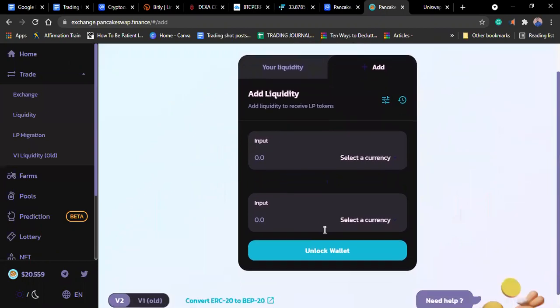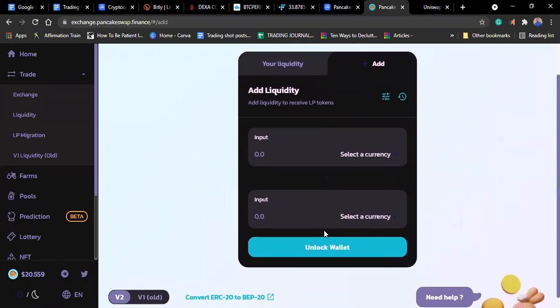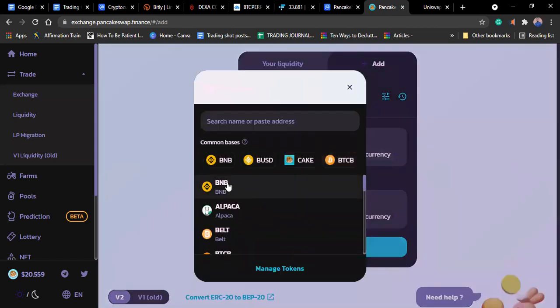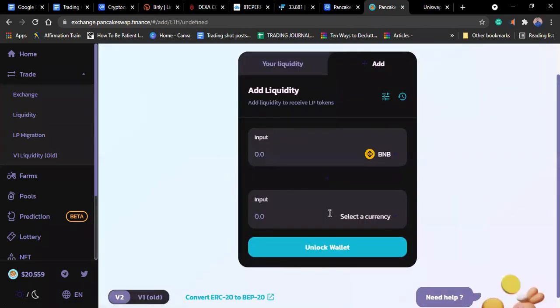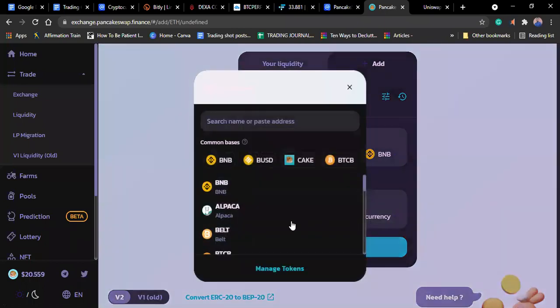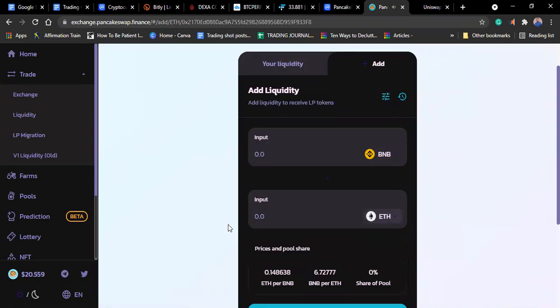So you usually add liquidity in pairs. For example, I want to add liquidity for, let's say, Binance Coin, and I choose another currency, let's say Ethereum. If I'm providing liquidity, it has to be 1:1, meaning 50-50% in terms of dollar amount.